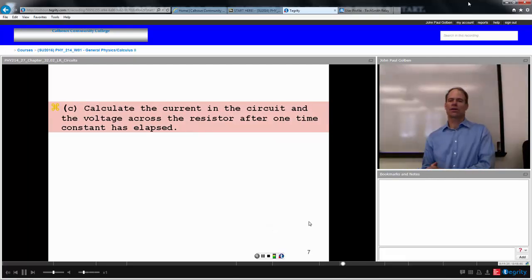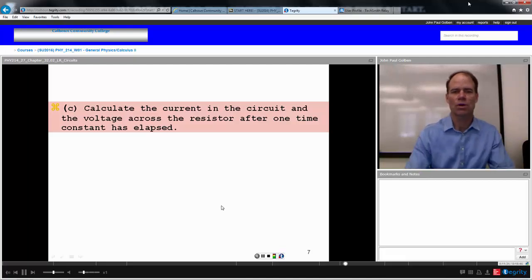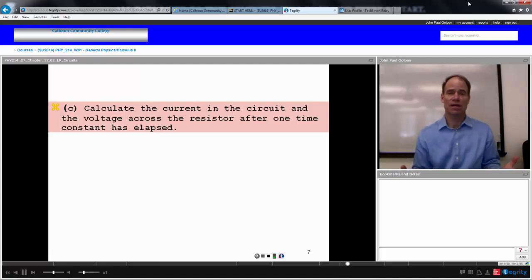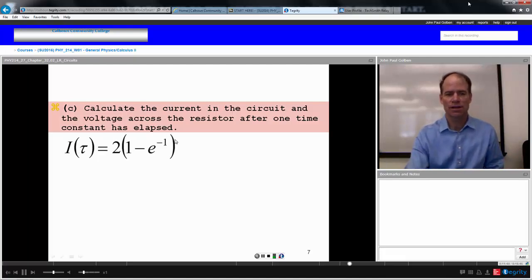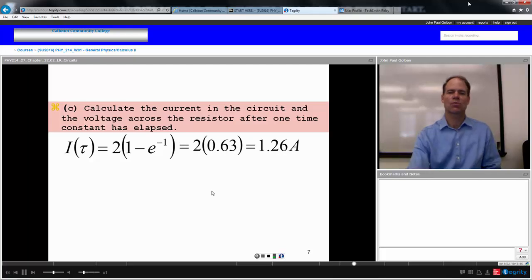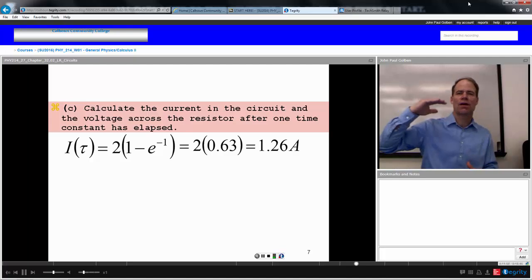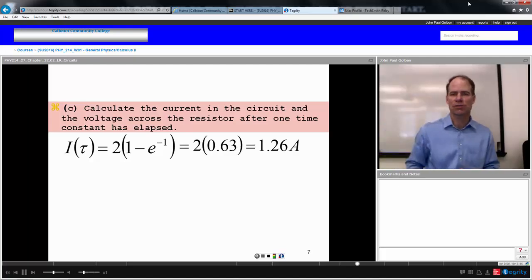Calculate the current in the circuit and the voltage across the resistor after one time constant has elapsed. After one time constant, we would have e to the negative tau over tau, or e to the negative 1, and that's going to be 0.368, so 1 minus that will be 0.632. That times 2 will give us 1.26 amps. So after one time constant, we are at 63.2% of the final current, 1.26 amps.